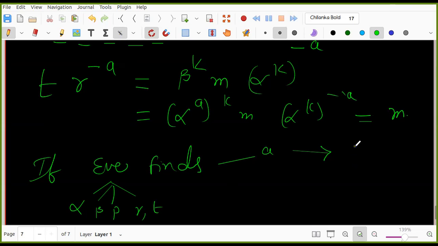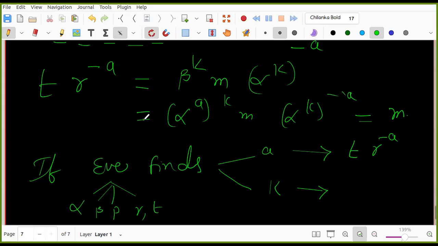What will she compute? She computes T into R power minus A. Very good. But for example, she knows K. Somehow she is close to Alice and somehow she grabbed K, cheating or whatever you say. Can she get M again?